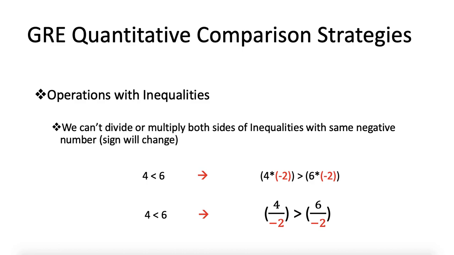So while dealing with inequality in the scenario of quantity comparison, as we are considering two sides of an inequality and we don't know what the sign in between actually is, the issue is we can't multiply or divide by a negative number.